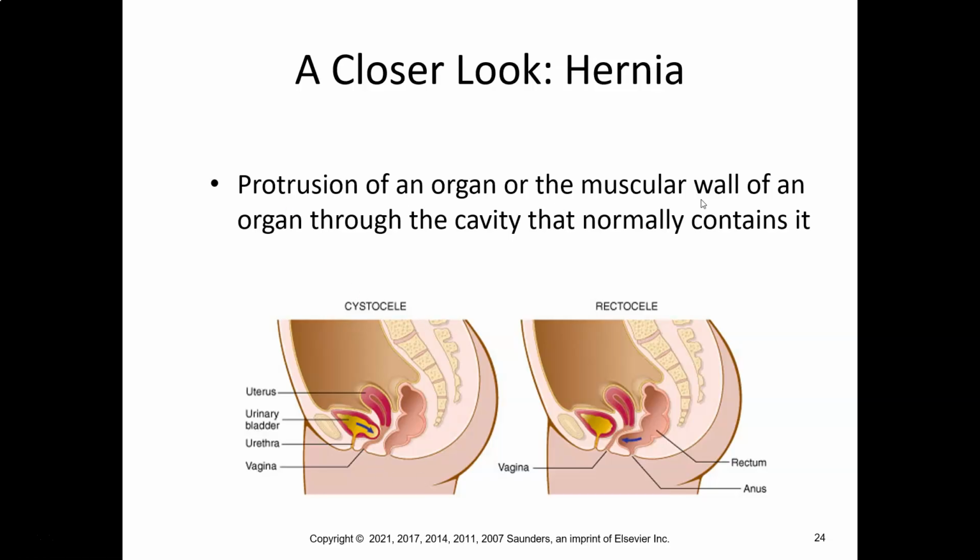Protrusion of an organ or the muscular wall of an organ through the cavity that normally contains it. A cystocele versus a rectocele. A cystocele is of the urinary bladder, and a rectocele is of the rectum. Remember, cystitis means urinary bladder, and recto meaning rectum.